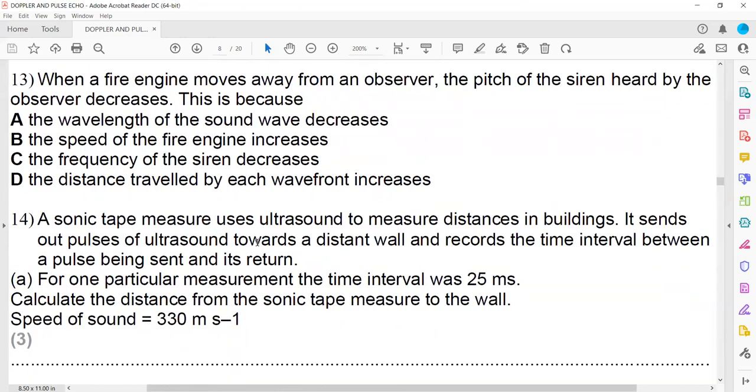Then question 13, when a fire engine moves away from the observer, the pitch, which means the frequency, has decreased. What is the reason why the pitch has decreased? Pitch means the frequency, because as the engine is moving away from the observer, the frequency will decrease and the wavelength which is received will be on the longer side.